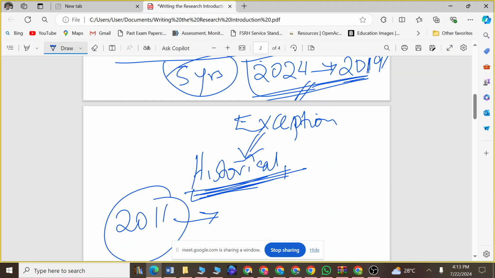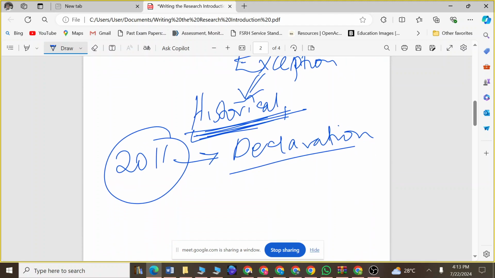The other part that maybe you can also consider to have something old, for example, in public health, we have declarations. Okay, declarations. You can use those declarations.